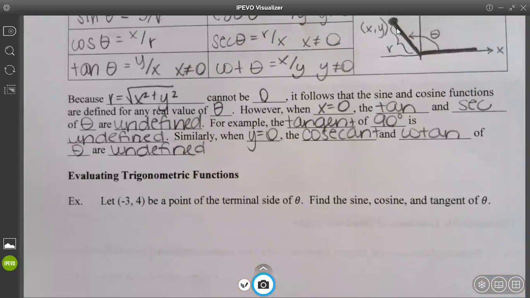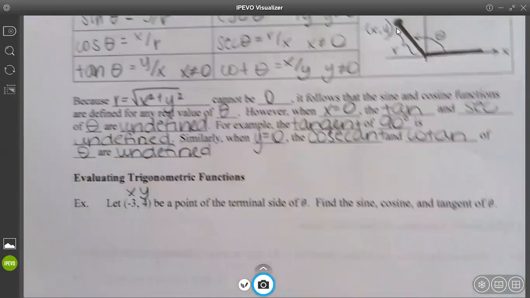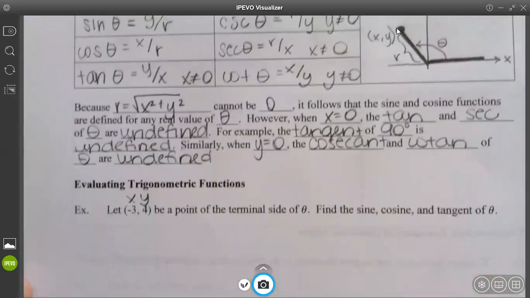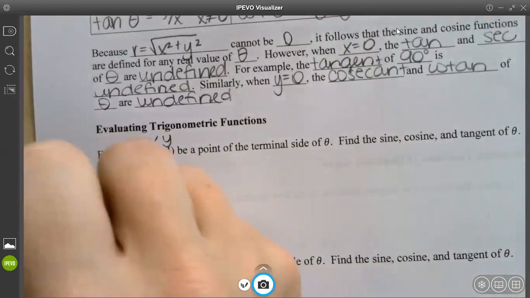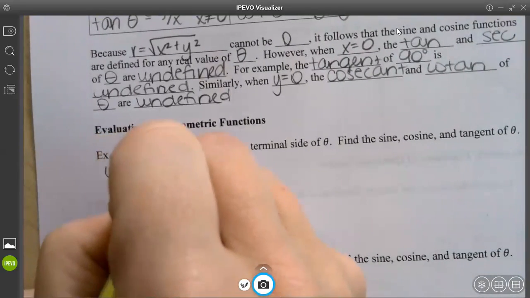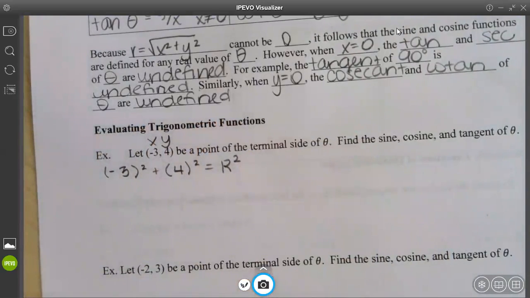Evaluating trig functions. Let (-3, 4) be a point on the terminal side of theta. Find sine, cosine, and tangent of theta. This is super simple. You're going to look at those values. You're going to find what r is, and you're also going to find x and y. We already have x and y. If you can't remember this formula right here, y'all, it's Pythagorean theorem. X and y are your two sides. So a squared plus b squared is going to be r squared.